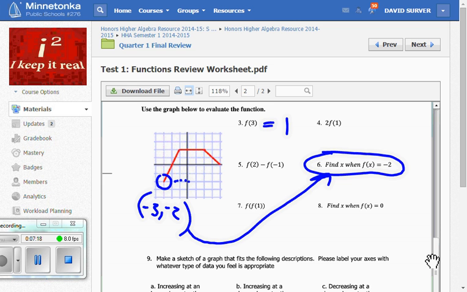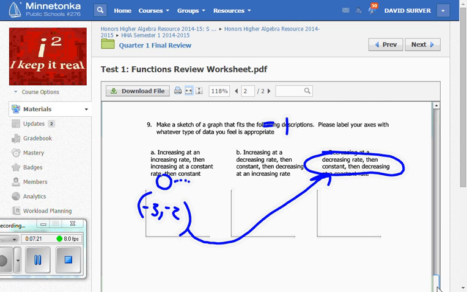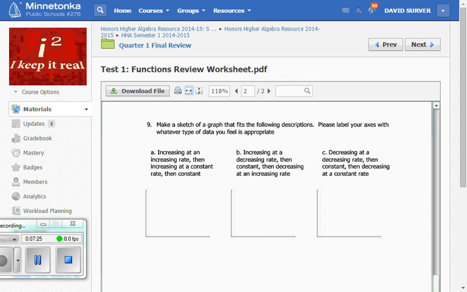All right. The last part on this worksheet is kind of important because we haven't done it in so long you might have forgotten. Don't answer the questions yet. Just look up here. Is this increasing or decreasing? That's increasing. Is it increasing at an increasing, a decreasing, or a constant rate? Increasing. So that's increasing at an increasing rate.